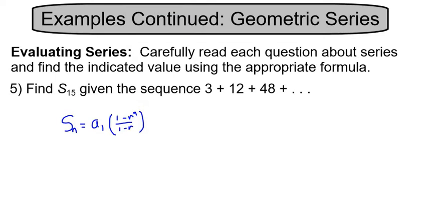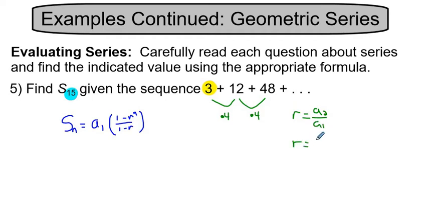So the first thing I notice when I look at this is they gave us how many terms we're looking for, right there in that subscript. They also, of course, gave us a1, and we're going to find r by determining what is being multiplied between these terms. And you can tell that we're multiplying by 4 pretty easily.